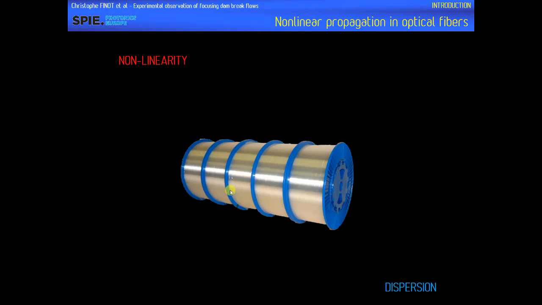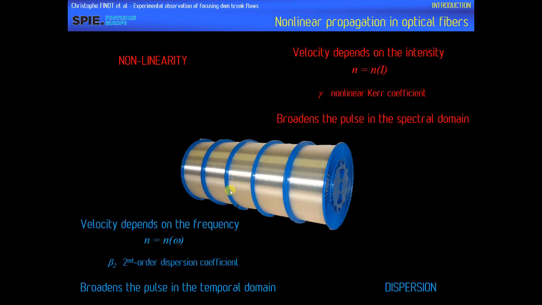So when an ultra-short pulse propagates in a fiber, it is affected mainly by two effects. The first one is a linear effect, and this is dispersion. It takes into account the fact that the velocity depends on the frequency, and usually we use the coefficient beta 2, which is the second order dispersion coefficient. The other effect is linked to the Kerr nonlinearity of silica, and it takes into account that the velocity also depends on the intensity of the pulse. And to model it, we introduce a coefficient gamma, which is linked to the nonlinear coefficient of the fiber.